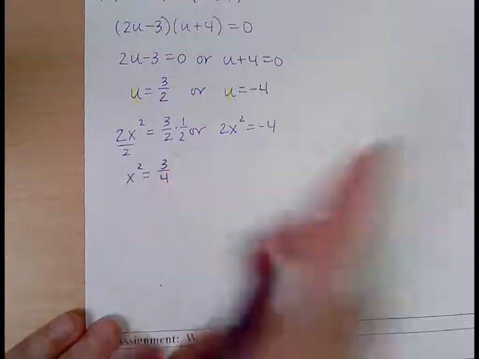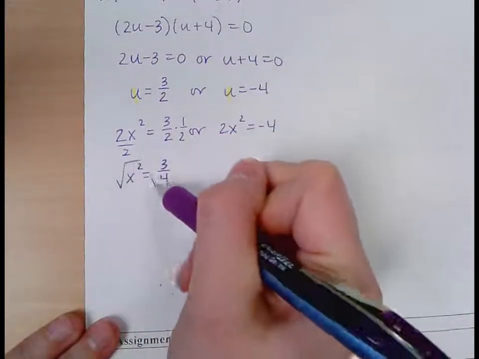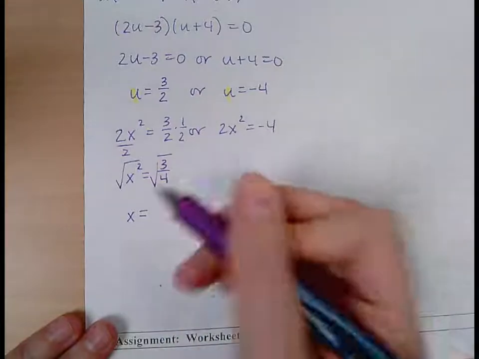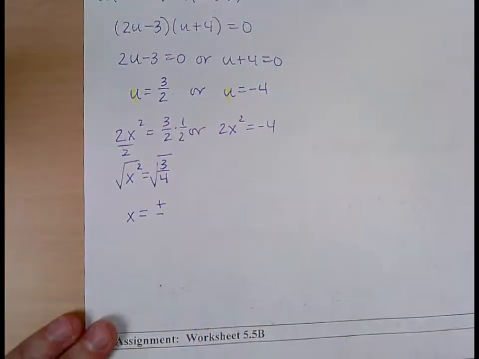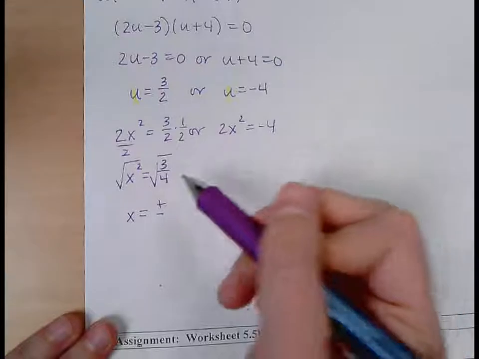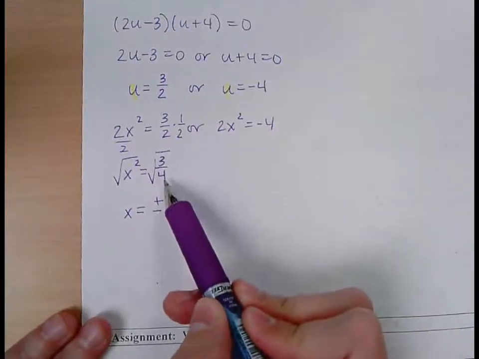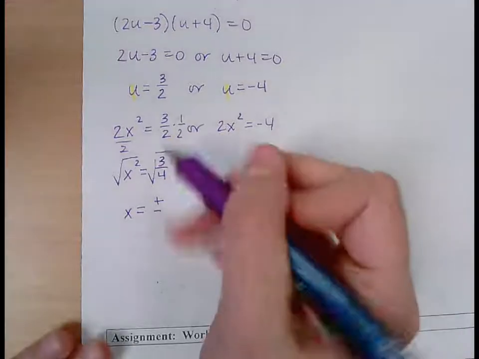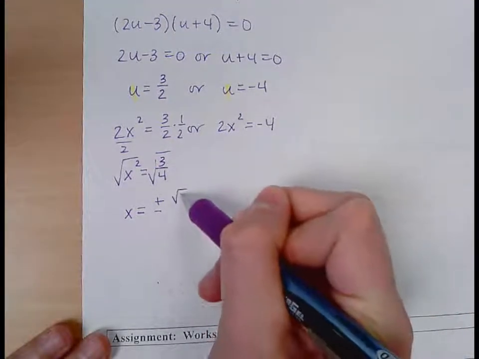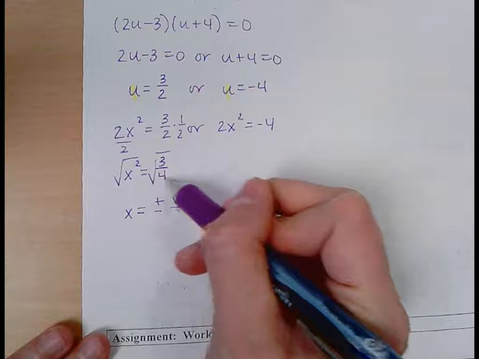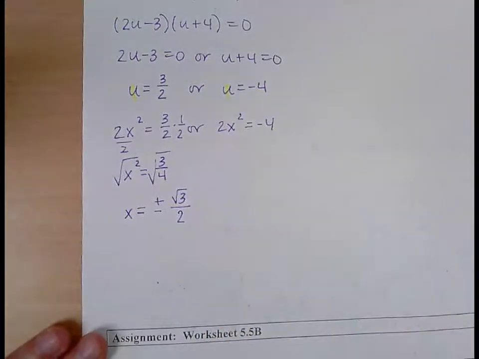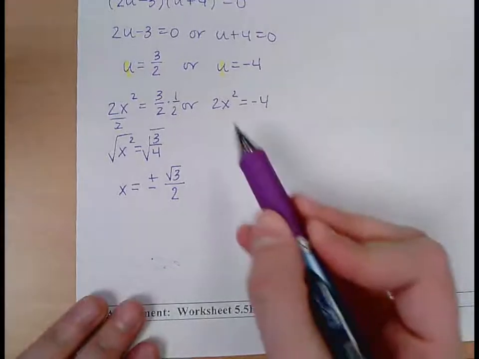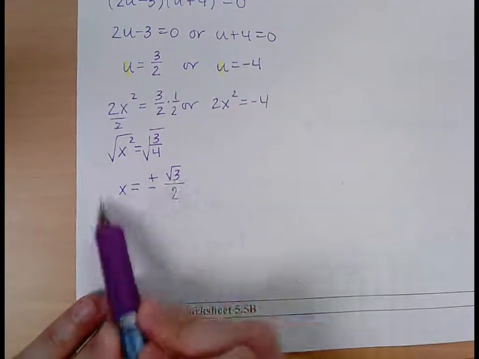And then to solve this for x, I would have to take the square root of both sides. So x would equal, remember when you take a square root, you have a positive or a negative, so plus or minus. And when you take the square root of a fraction, you're really taking the square root of the top and the bottom. So I could write this as the square root of 3 over the square root of 4, which is just 2. So then I wouldn't have a square root on the bottom. So that part is done.